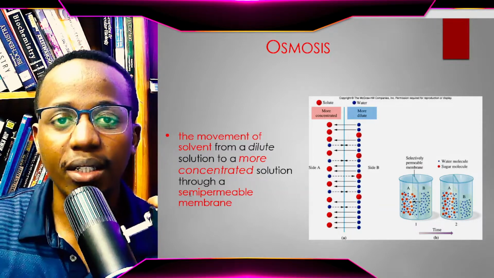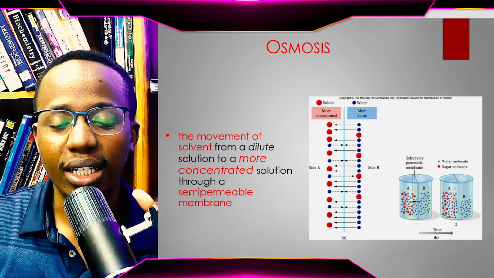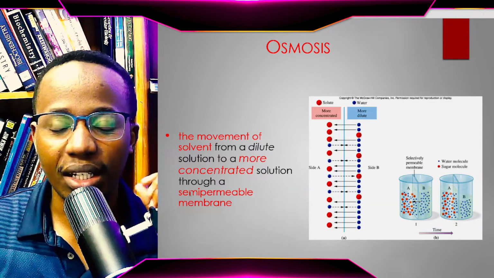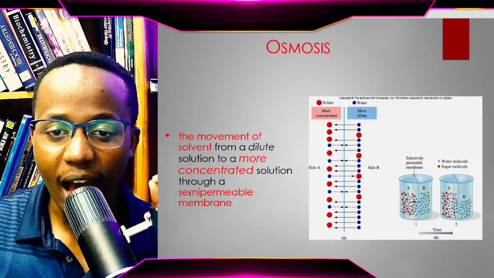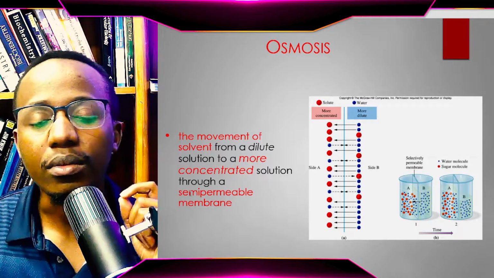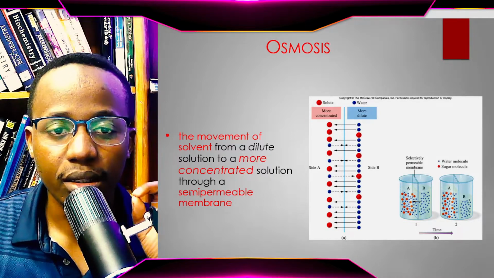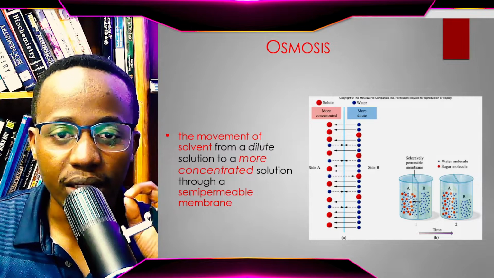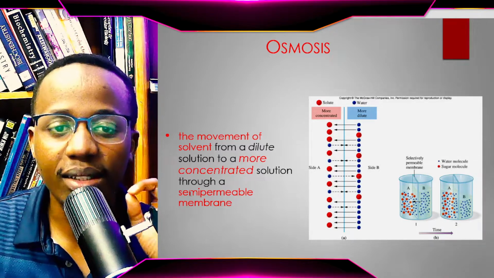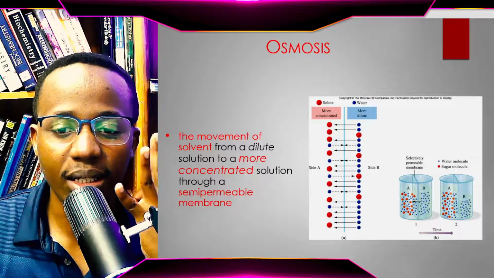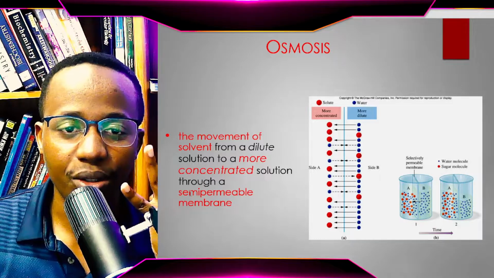It doesn't just happen in a chemistry lab. It happens in our cells, in our body. It's happening to you right now. It's the movement of a solvent, right? I've highlighted these because these are the three things that are really important in osmosis.